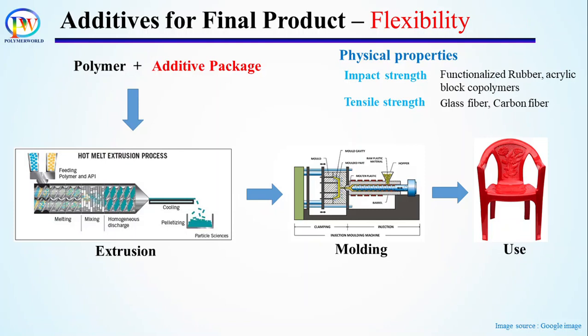Next property is flexibility. Again, when we are sitting on the chair, it needs to have sufficient flexibility, otherwise it will crack like a glass even at slight bending. And also the chair won't be comfortable to sit. So, to achieve desired flexibility, plasticizers are used. Plasticizers are one of the most used additives in plastics, and they vary significantly in terms of their chemical nature and use. So, let's discuss plasticizer in more detail.